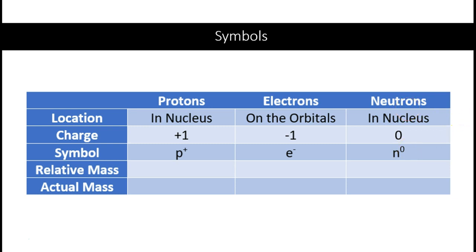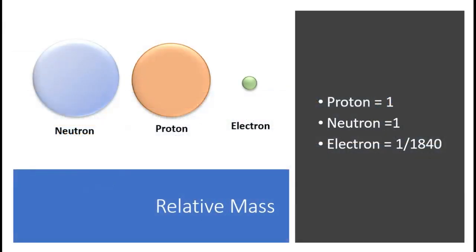So first, let's look at the relative mass when we talk about the neutron, the proton, and the electron. The neutron and the proton have a much larger mass than the electron. In fact, the neutron is slightly larger when we compare the masses compared to the proton. But in general, we say the proton and the neutron have a relative mass of 1, where the electron is much, much, much smaller.